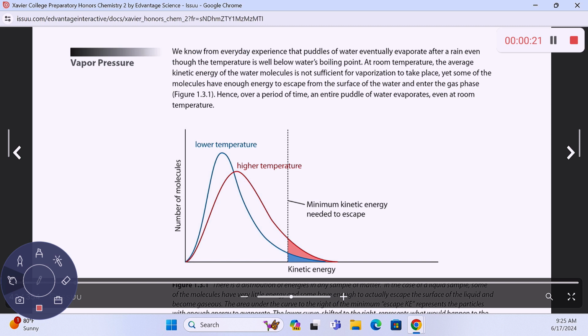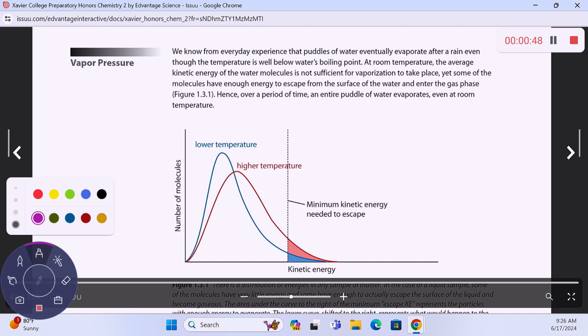And the reason is because in a sample of water, the different particles have got different kinetic energies. So there is a distribution of kinetic energy that looks like a bell curve. It looks similar to this. And when you're at a lower temperature, obviously there would be lower kinetic energy. So that's why this curve is shifted to the left. At higher temperatures, you would see more particles with higher kinetic energies. That's why it's shifted to the right.